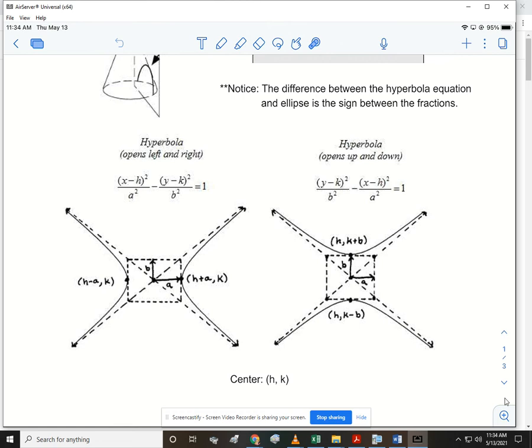So the center is found the exact same way as an ellipse. The numbers that you move left and right are found the exact same way as an ellipse. You look under the x, take the square root, that's left and right. Under the y, take the square root, that's up and down. But we don't draw an oval shape with those values. You actually draw a box, and it creates this x shape of asymptotes that the hyperbola is going to follow.